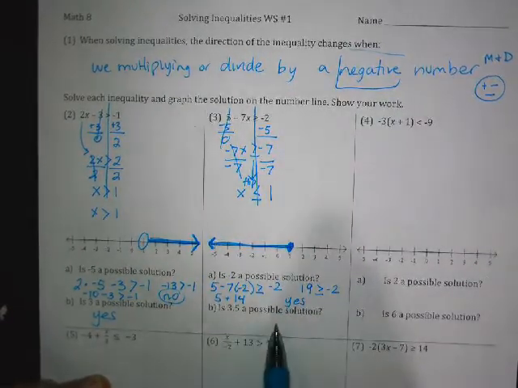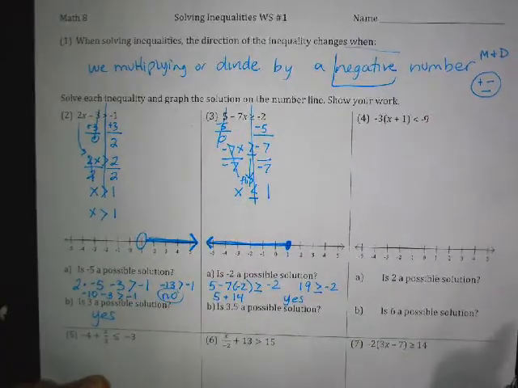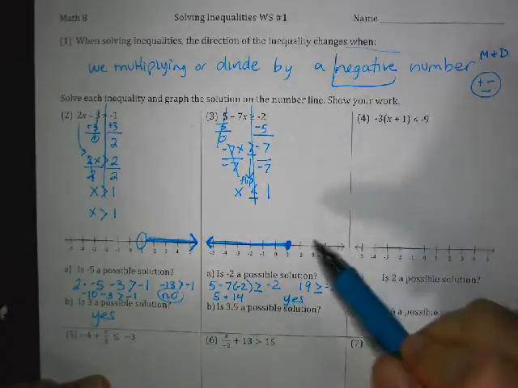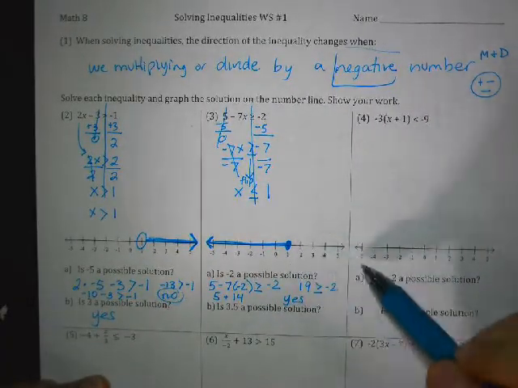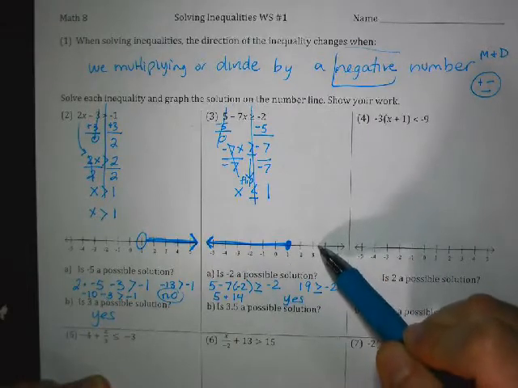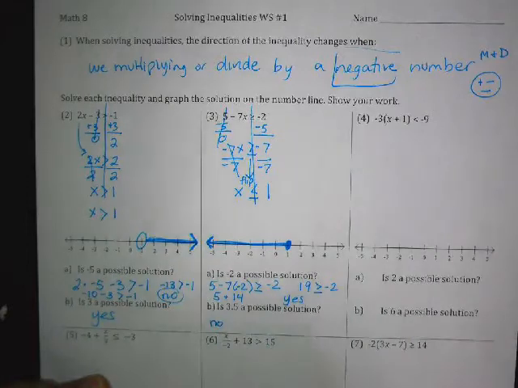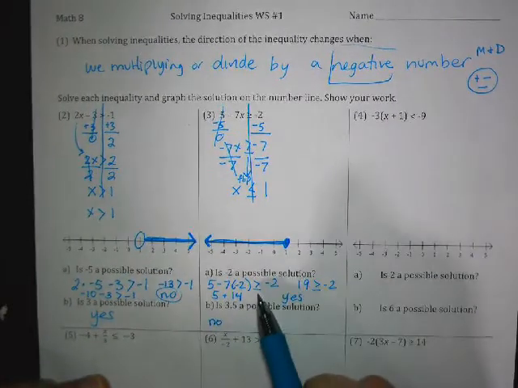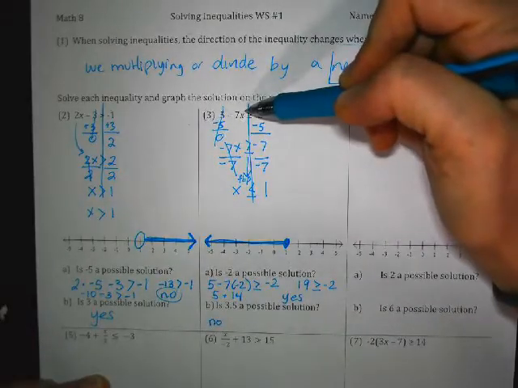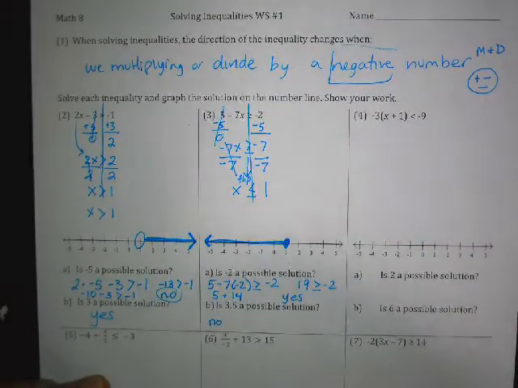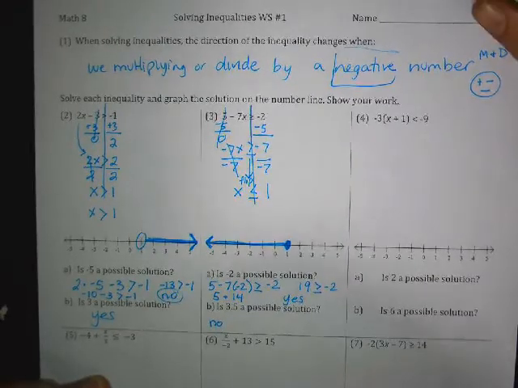And is 3.5 a possible solution? Well, it's not shaded on the number line. This is where positive 3.5 would be, and it's not shaded. So no, it's not a solution. And you could do the same process up here by putting 3.5 in for x in our original inequality to check your answer. And I encourage you to always check your answer, just in case you might have made a mistake.